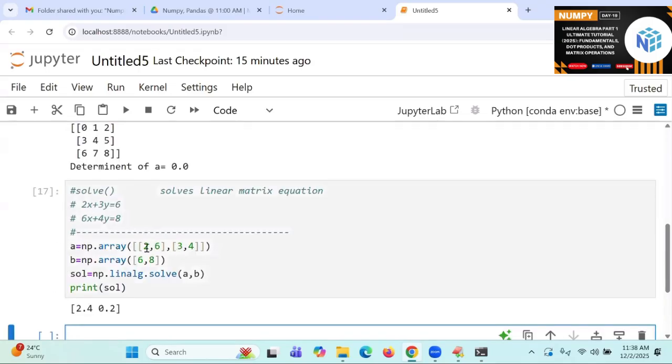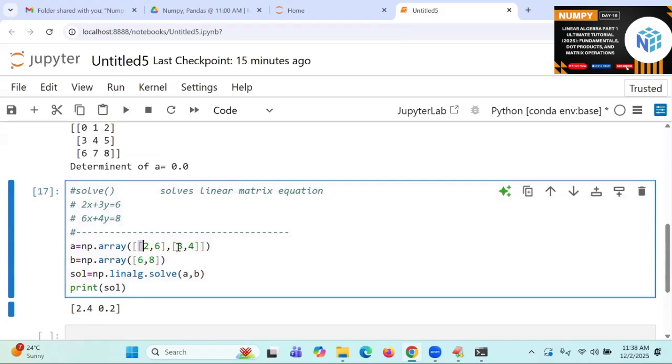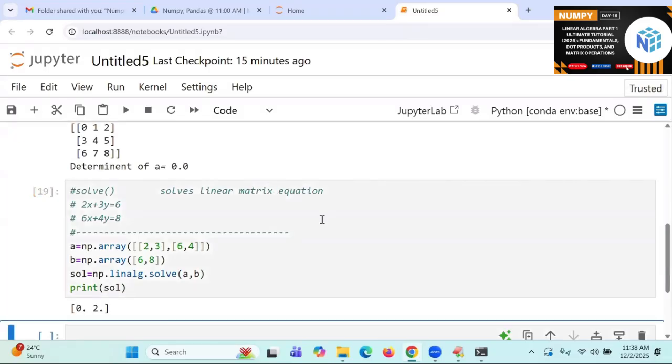I think you represented it wrong, students. So 2 comma 3, 2 comma 3, the first equation values we represented wrong. 2 comma 3 and the next one. Yes, that is the actual way. So the answer is going to be like this.